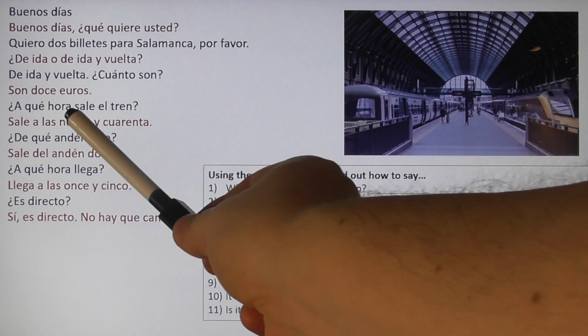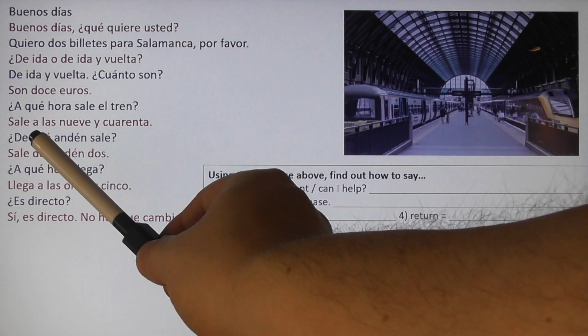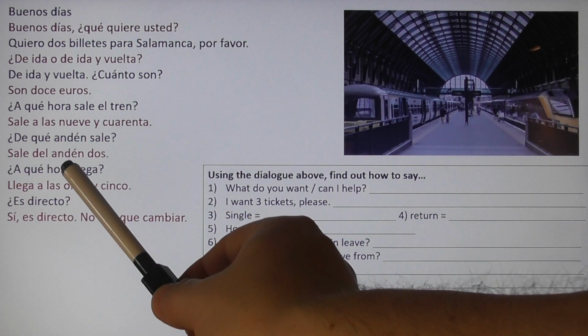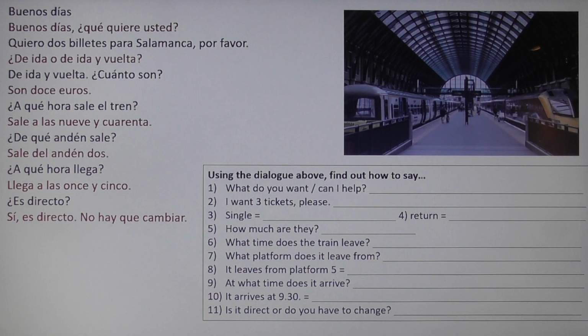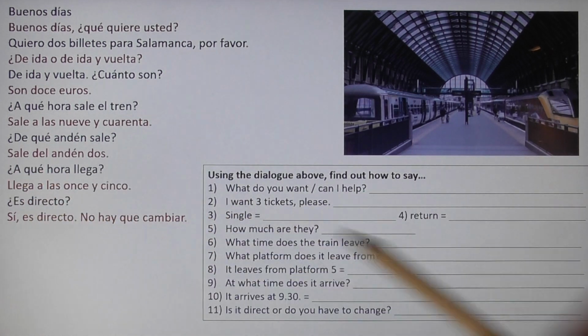What time does the train leave? ¿A qué hora sale el tren? What platform does it leave from? ¿De qué andén sale? It leaves from platform 5. Sale del andén, and then you will have changed the number to 5. At what time does it arrive? ¿A qué hora llega?